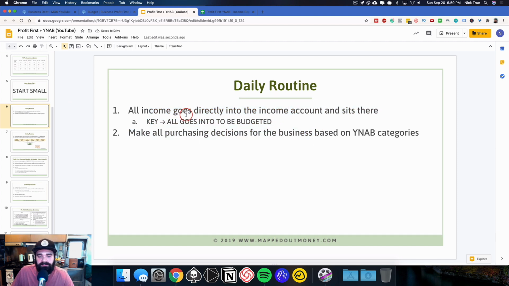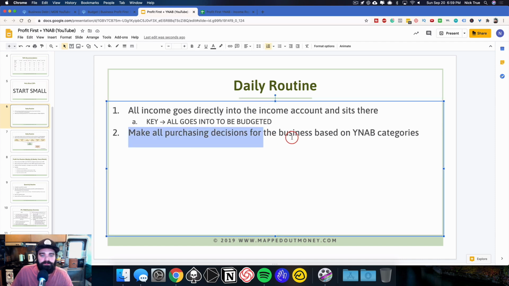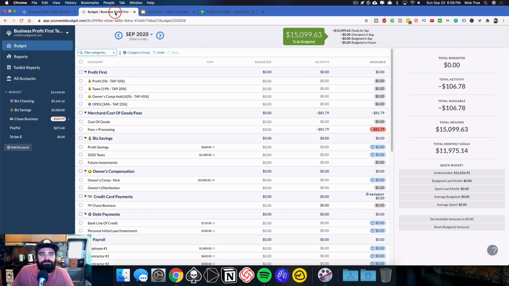Now, the second thing that happens daily is you're going to make all purchasing decisions based on your YNAB categories, right? You're not going to just look at the account the way that you might in the original Profit First setup, because the account has a lot of different stuff in it. It has your owner's comp in there. It has your to be budgeted stuff in there. It has all kinds of stuff in there.